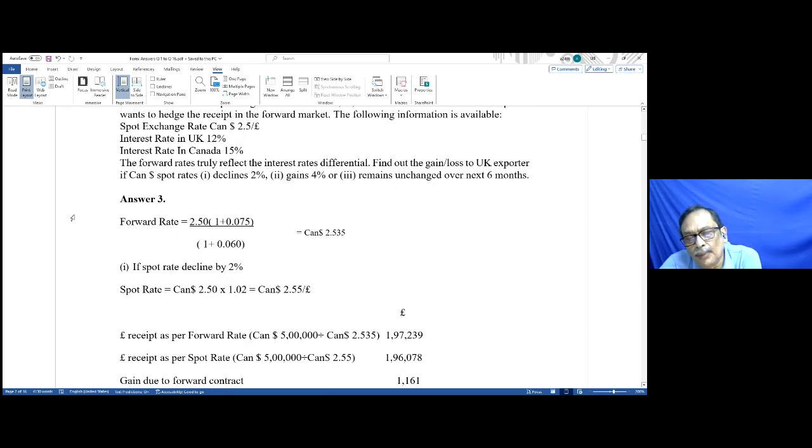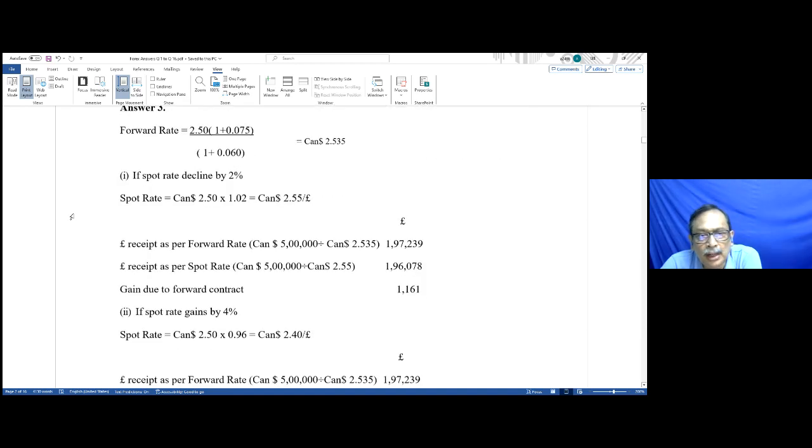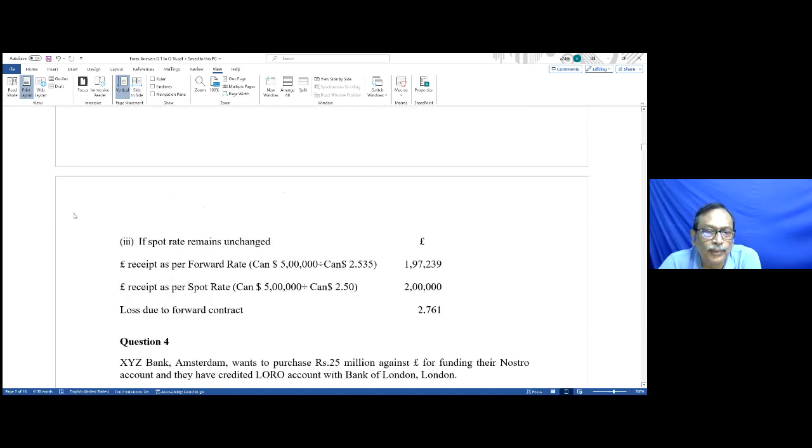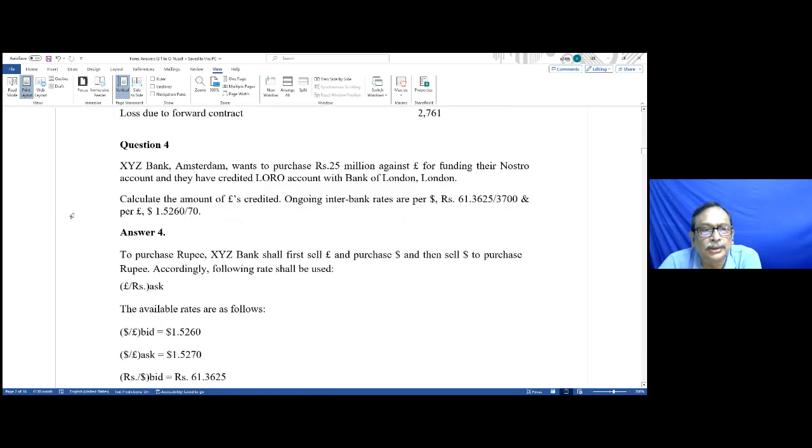So we get all the three answers. That is, find out the gain or loss to UK exporter if Canadian dollar spot rates declines by 2%, gains 4%, or number three remains unchanged over next 6 months. Hope this is clear to all of you. Now we are coming to our next question.